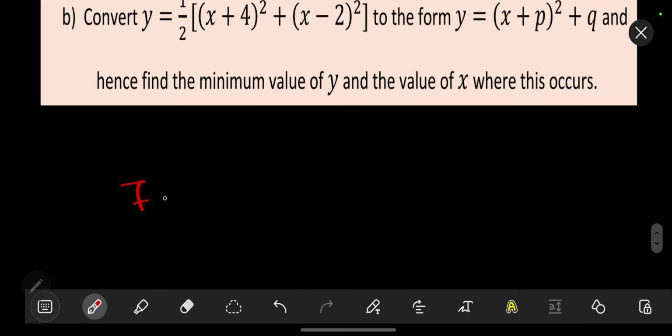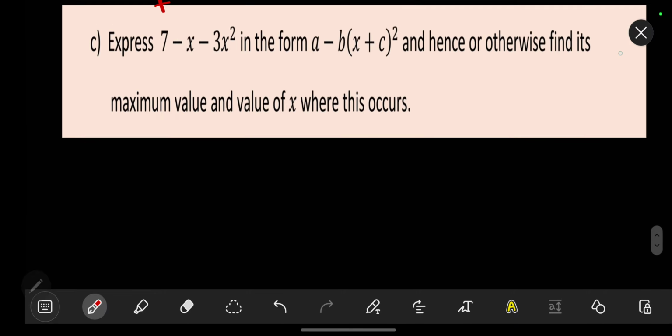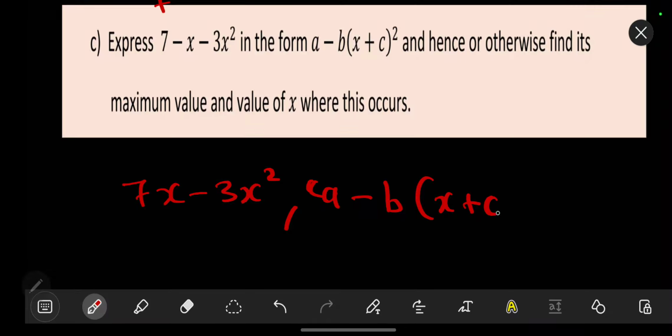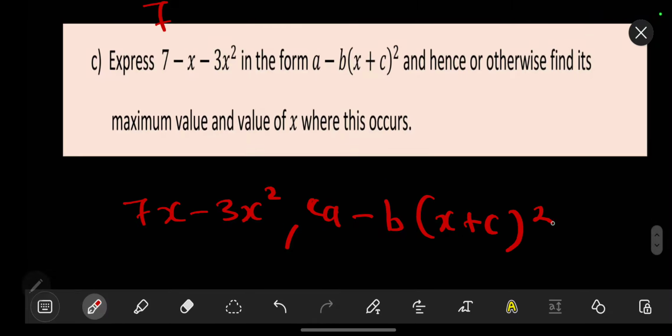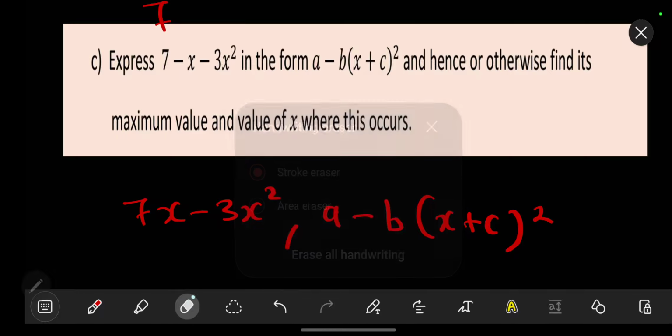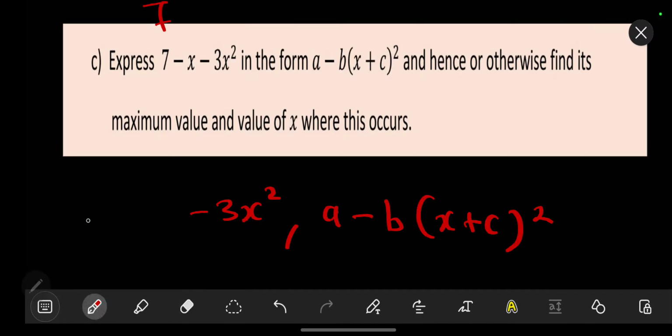So we have the equation 7 minus x minus 3x squared. We should express it in the form a minus b, then we have our x plus our c, then we have squared like that. Since under A levels we are just going to be using mostly the vertex form, or in other words the equation that corresponds to the completing the square method for many applications, it's better that you are acquainted with that method.